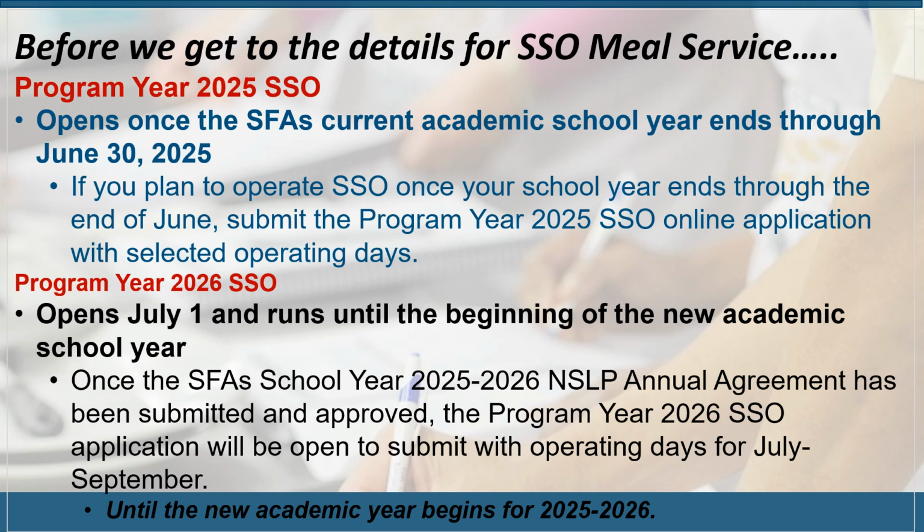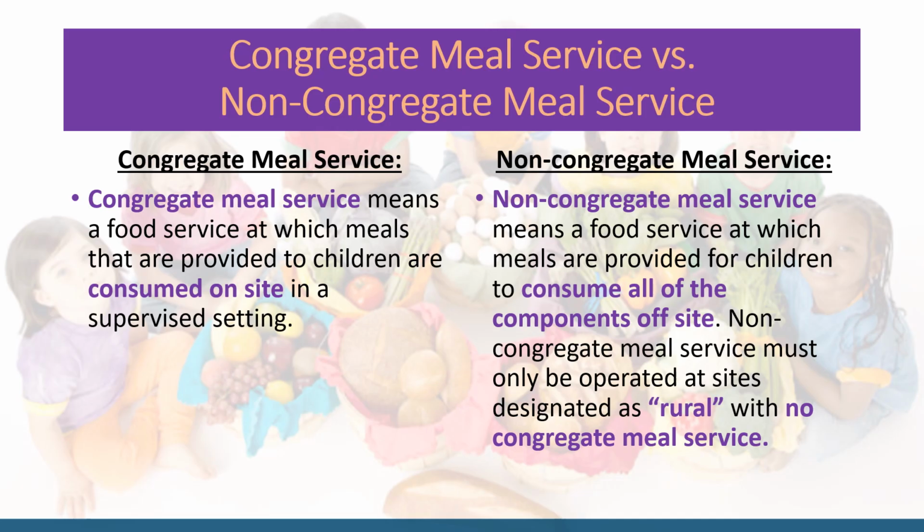For program year 2026 SSO, which starts July 1 and runs to the beginning of the new academic school year, you must have an annual agreement completed through NSLP for the school year 25-26.